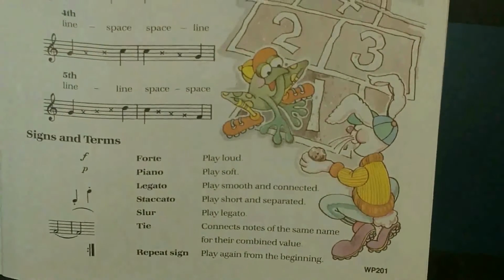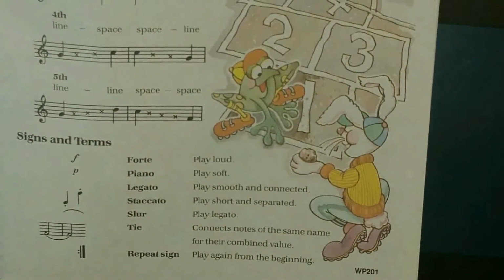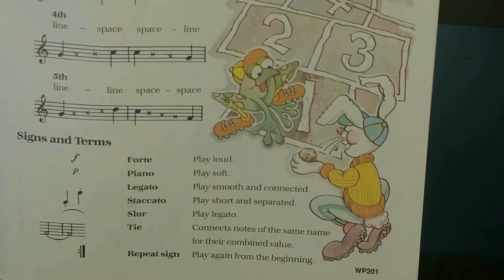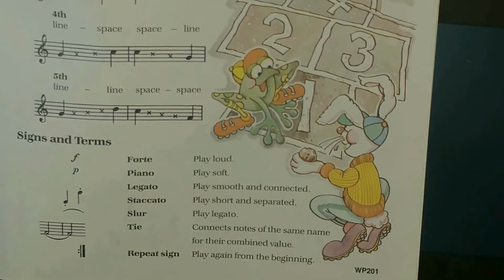We learned about terms in music. A small f stands for forte, which means to play loud. P stands for piano, which means to play soft. Staccato means to play short and detached, separated. You will see a dot below the note or above the note when you are supposed to play staccato. Legato means to play smooth and connected, and you will see a sign called a slur over or under the notes.